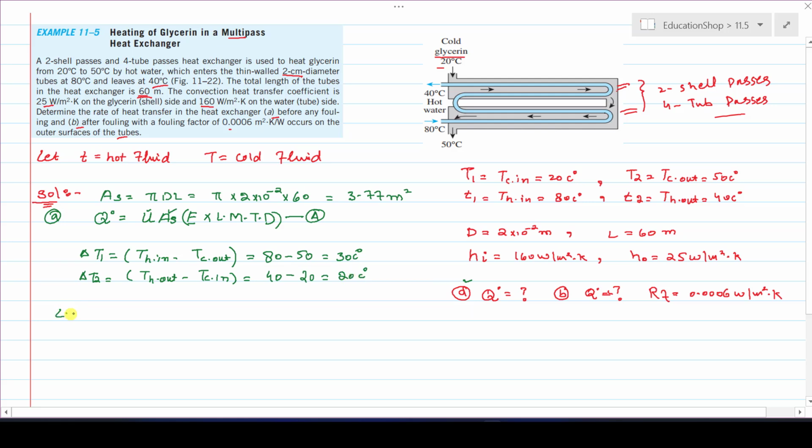Next we need to find the log mean temperature difference: delta T1 minus delta T2 divided by ln of delta T1 divided by delta T2. Delta T1 is 40 and delta T2 is 80, divided by ln of 40 over 80. Solve it in a calculator and it gives the log mean temperature difference, which is 24.7 °C.